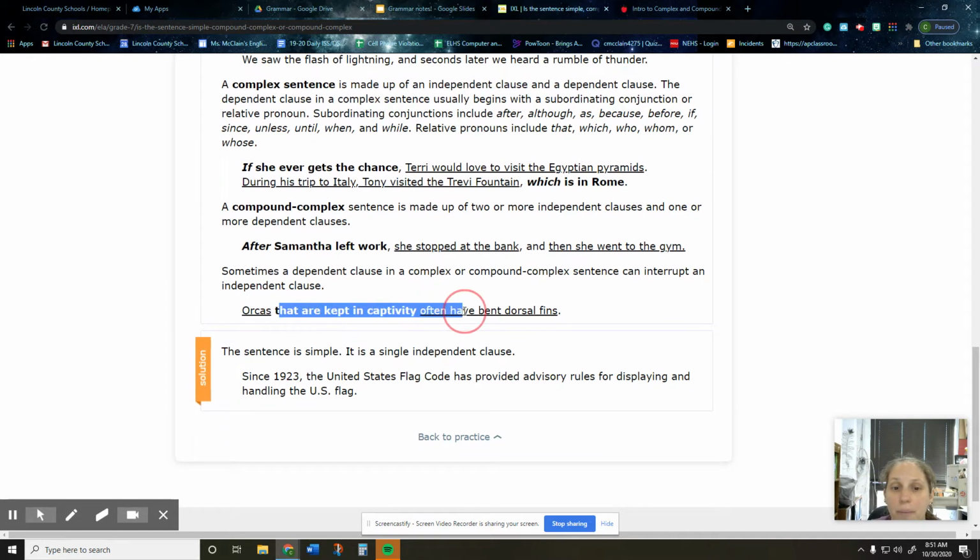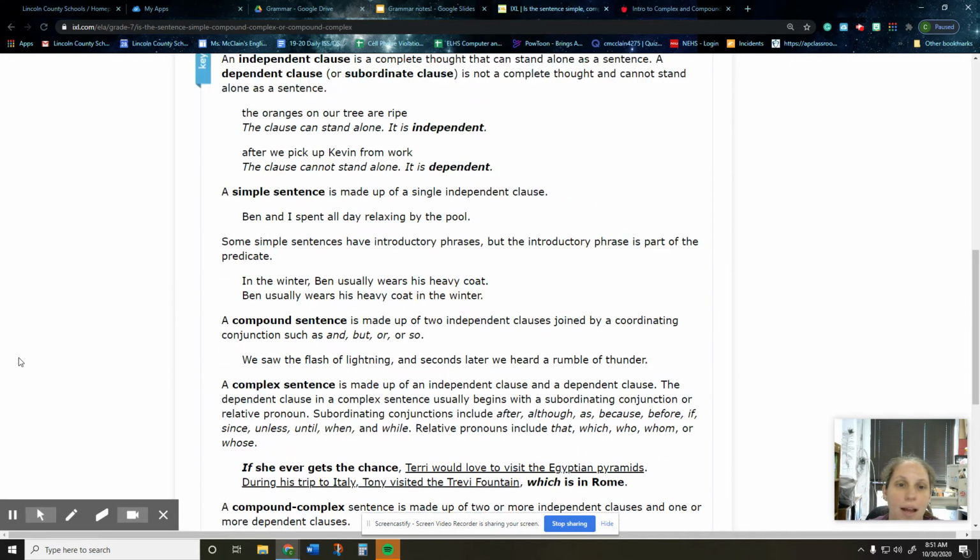And sometimes it can interrupt, right? Orcas that are kept in captivity often have bent dorsal fins. You would think just looking at this that it's a simple sentence because there are no commas or anything like that, but this is a complex sentence, because of that are kept in captivity. This has messed me up a couple of times when I was practicing on IXL. We have orcas often have bent dorsal fins, and then that are kept in captivity is the dependent clause that gets stuck in there, okay?